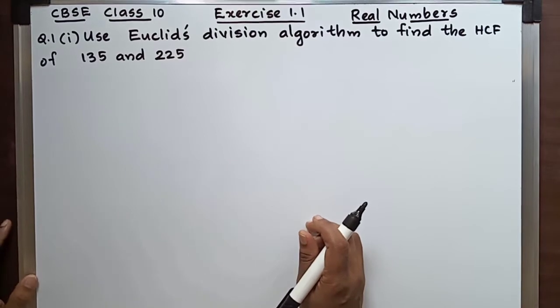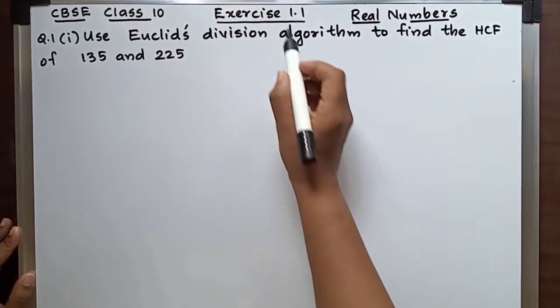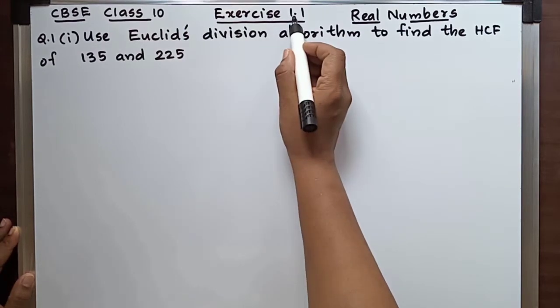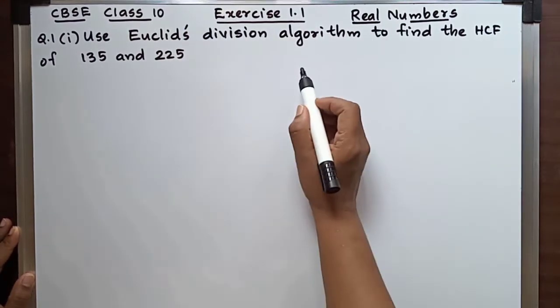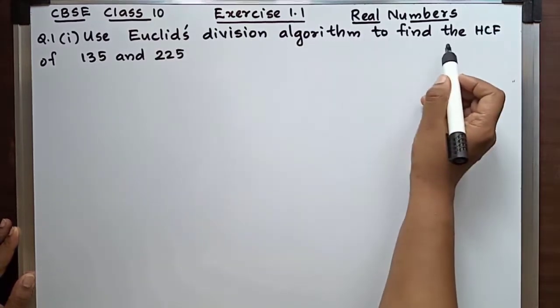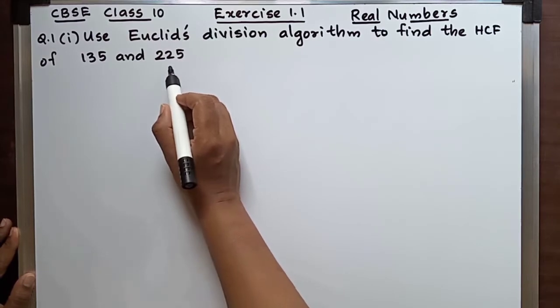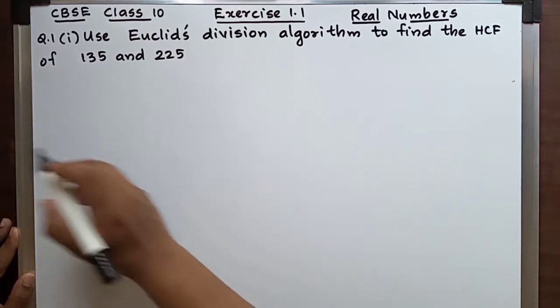This is our first question. Through this video we are going to discuss all problems from exercise 1.1, real numbers. Use Euclid's division algorithm to find the HCF of 135 and 225. This is the first part of the first question.